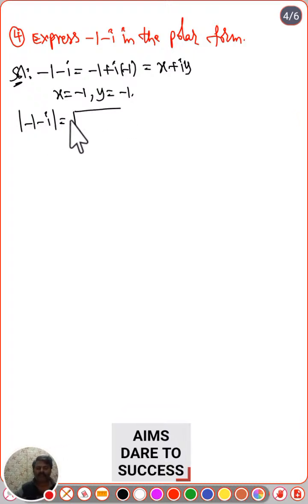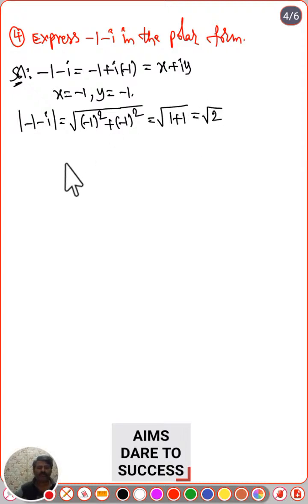So mod of minus 1 minus i is equal to root of minus 1 whole square plus minus 1 whole square. So minus 1 whole square is 1, minus 1 whole square is 1. Root of 1 plus 1 is equal to root 2. This is our r value.